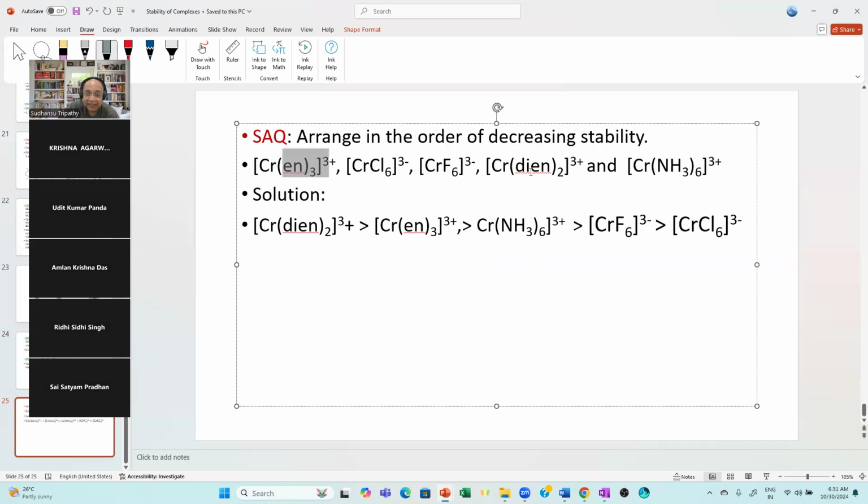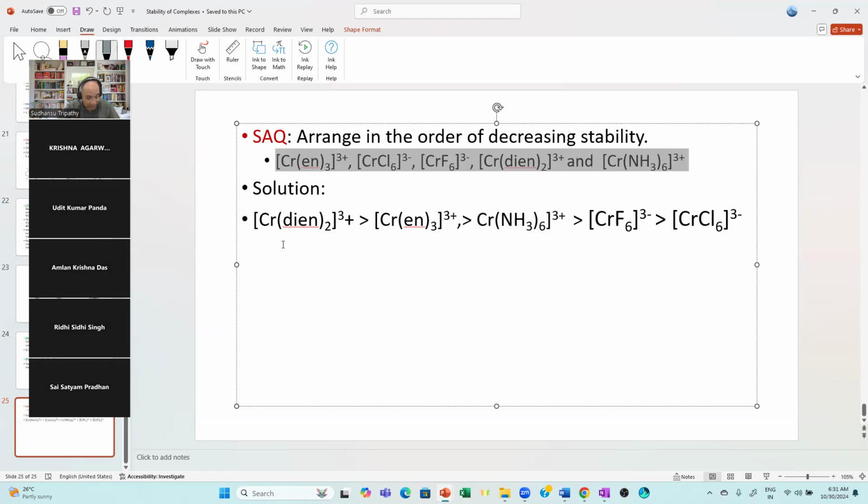First, we have to see the chelate effect. These two produce chelate effects. All are nitrogen donors. This is a nitrogen donor, this is a nitrogen donor, this is a nitrogen donor. The nitrogen donor remains fixed because nitrogen bases are strong bases, stronger ligands.